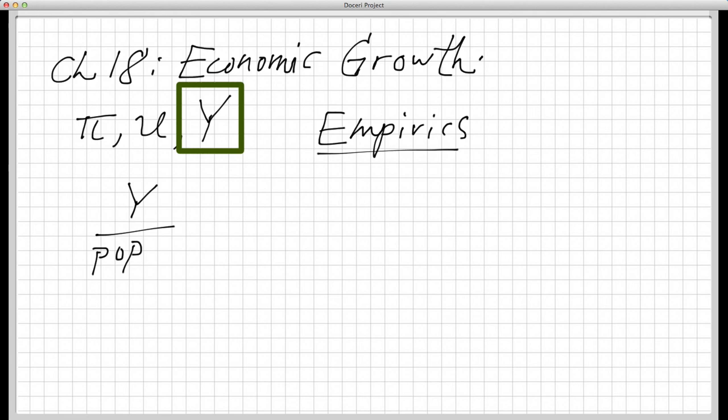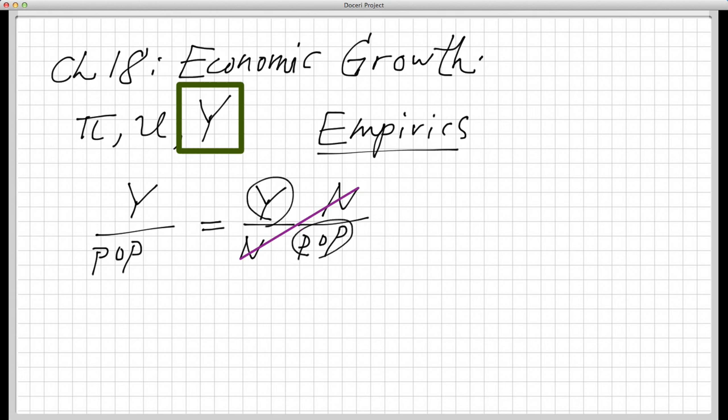Y over pop can be decomposed into two submeasures. So what do I mean by that? We can write Y over pop is equal to Y over N times N over pop. Why is it valid to do this? Well, we can simply cross out the N's and see that the remainder is Y over pop still. So adding in N's is just a clever way of saying this thing can also be written as these two things.